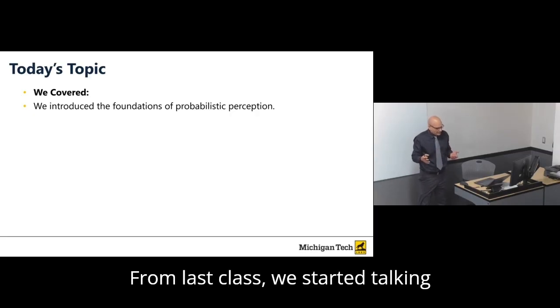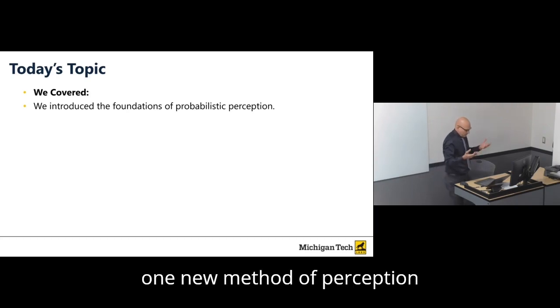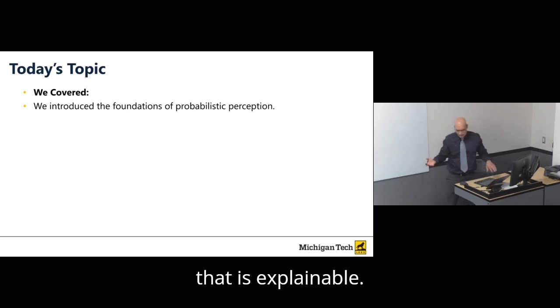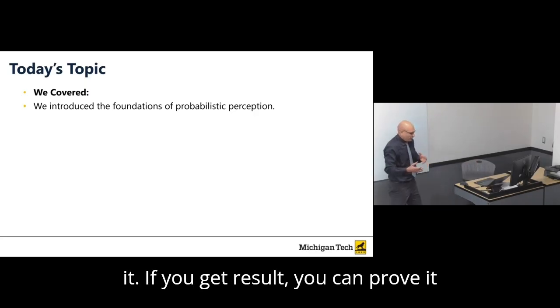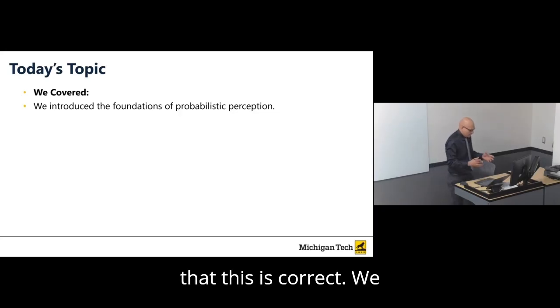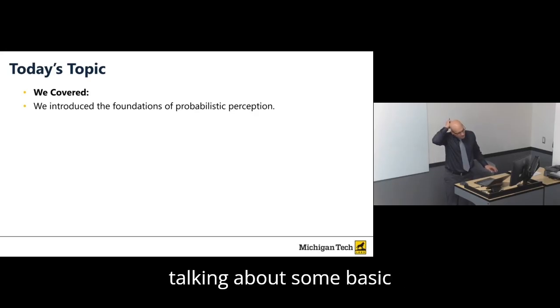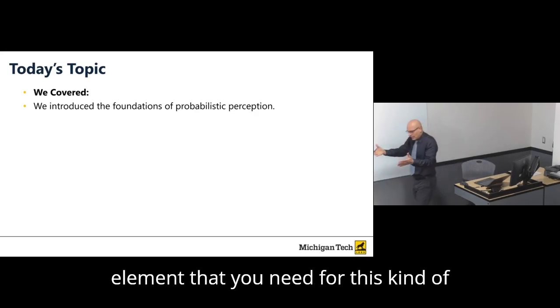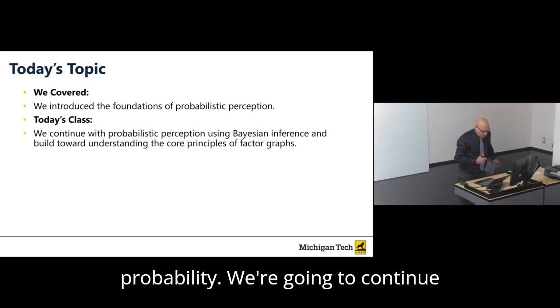From last class, we started talking about one new method of perception that is explainable. And it's all based off math. You can explain it. If you get result, you can prove that this is correct. We want to talk about that. We started talking about some basic element that you need for this kind of perception, like probability.